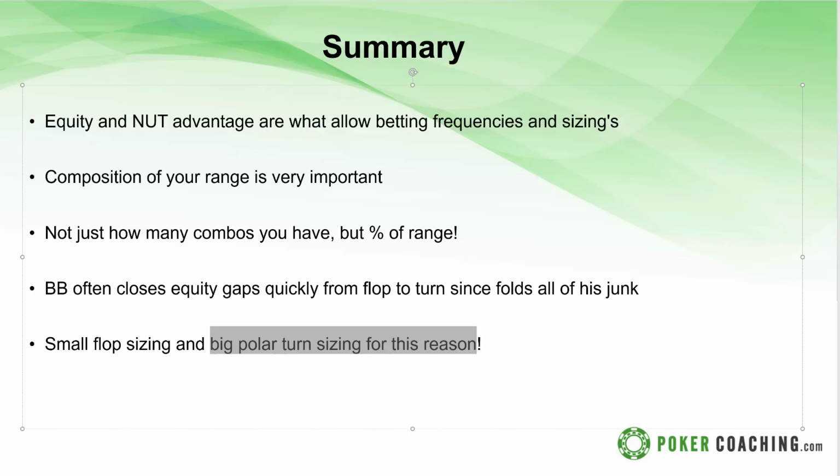Not should I bet Jack 7 suited 30% of the time. That's not what you should be taking away from this. What you should be taking away from this is these 3 points: the equity and nut advantages, so learning the range compositions, learning how equities change on different cards, and then when to use smaller sizings or polar sizings. Those are the 3 big takeaways.